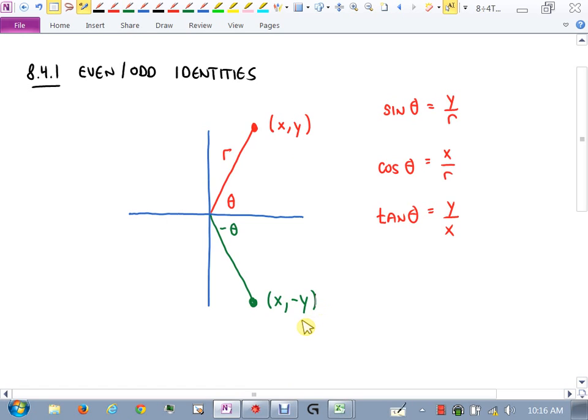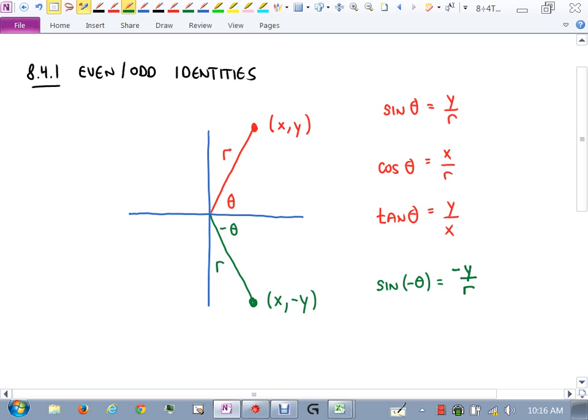Now, tell me what sine of negative theta is. So that means go to the angle, negative theta. Tell me what sine is. It's this thing divided by r, right? R would be the same for both of these? Sorry, I should label that. R would be the same. So sine of negative theta would be negative y over r.